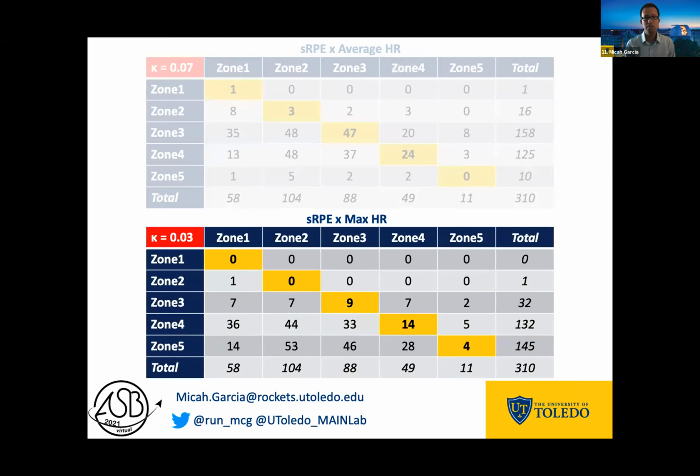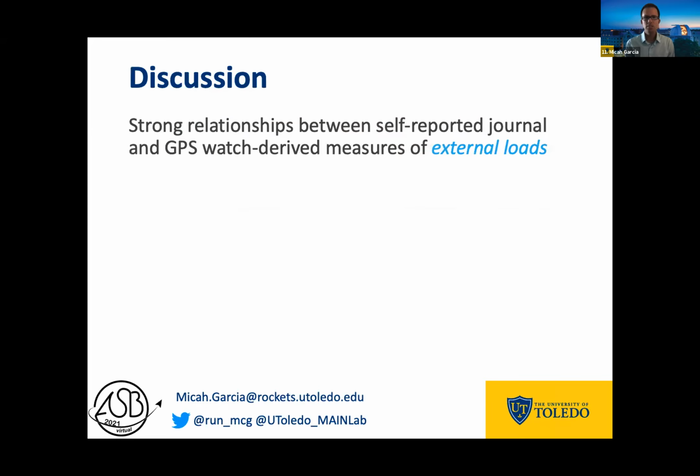And then when we compared SRPE to max heart rate, we found an even lower agreement with a kappa of 0.03. So overall, we found that there were strong relationships between self-reported measures and GPS watch-derived measures for your external loads. And this isn't all that surprising because it's likely that participants would report their distance and time based off what their watch said, which probably contributes to why we saw such strong agreement. But then interestingly, there were very poor relationships and agreements for internal loads, so when we compared our subjective measure to our physiological measure.